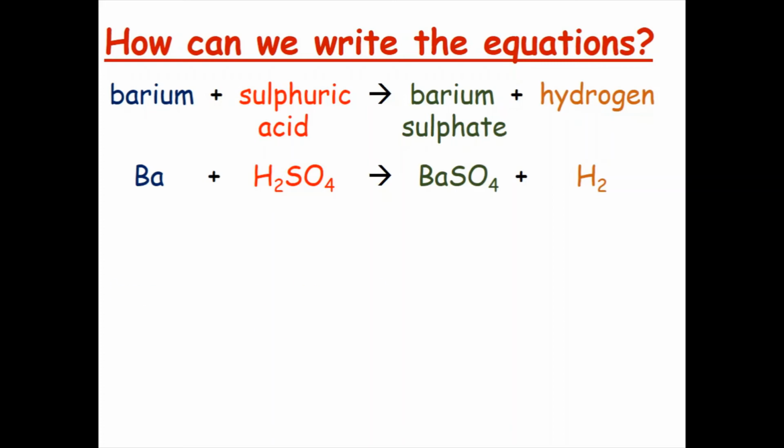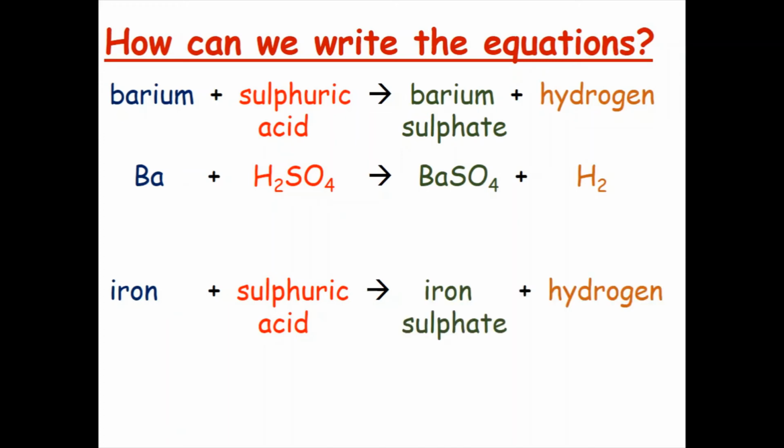Let's have a go at another example. This time the metal we are looking at is iron, and iron is reacting with sulfuric acid. Again, you can pause the video and have a think about what the two products could be from this reaction. The salt that is formed is called iron sulfate, and again we are also forming hydrogen.